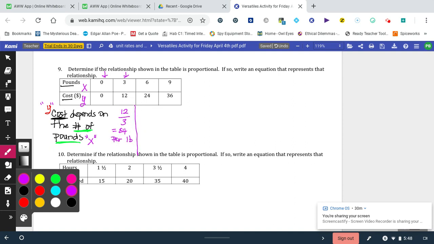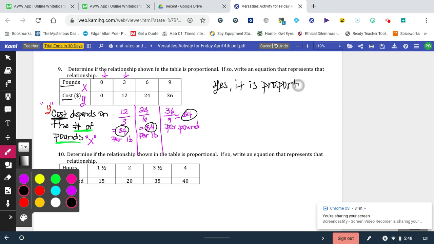All right, let's take a look at this one. $24 for 6 pounds of food ends up being also $4 per pound. $36 for 9 pounds of food ends up being $4 per pound. So is this proportional? I'm sure it is because we keep getting the number 4. So you get 4, 4, and 4 because those are the same. We say it's proportional. So yes, it is proportional.